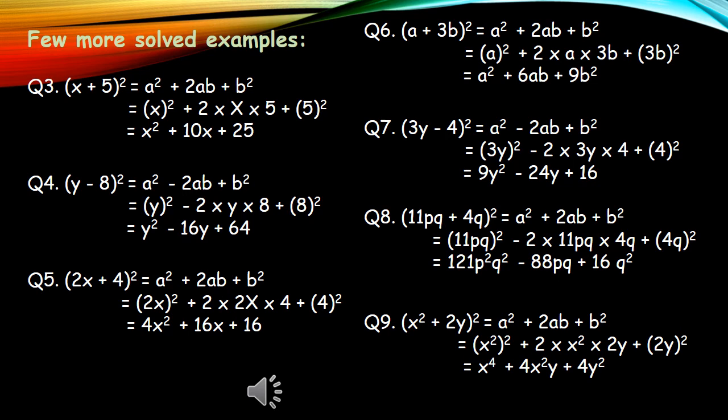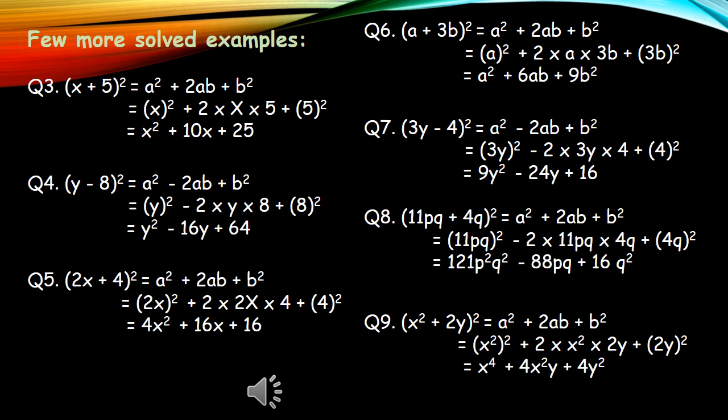Similarly, in the second sum, (y minus 8) whole square. So we'll be using the identity (a minus b) whole square is equal to a square minus 2ab plus b square. Here a is equal to y and b is equal to 8. So in place of a square, we'll be writing y whole square minus 2 into y into 8 plus 8 whole square. So the final answer is y square minus 16y plus 64.